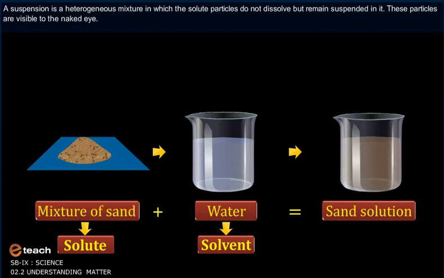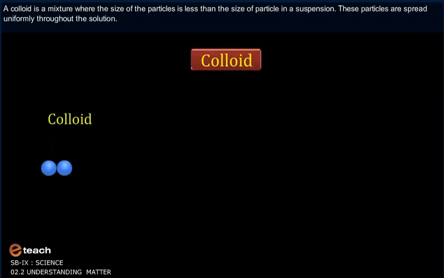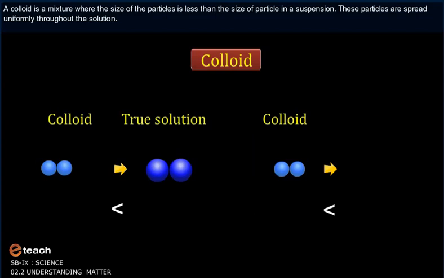A suspension is a heterogeneous mixture in which the solute particles do not dissolve but remain suspended in it. These particles are visible to the naked eye. A colloid is a mixture where the size of the particles is less than the size of particles in a suspension. These particles are spread uniformly throughout the solution.